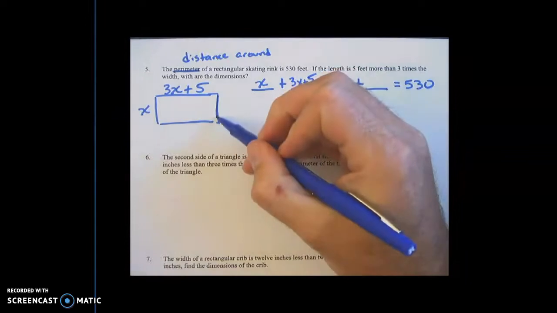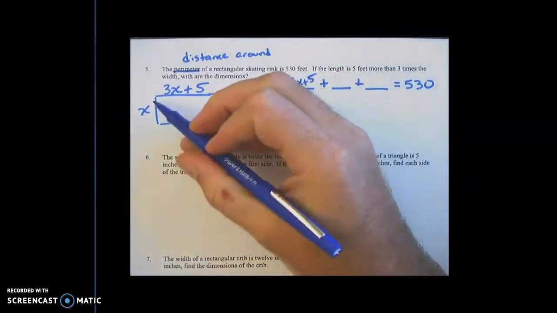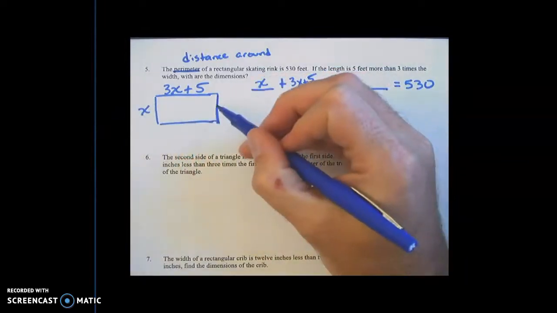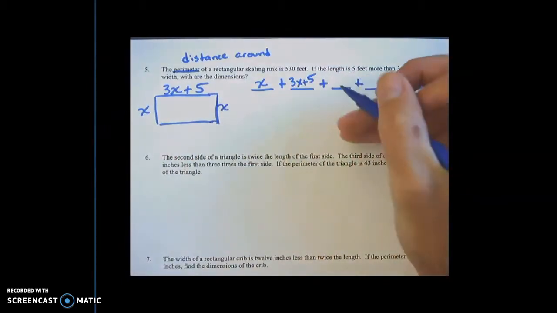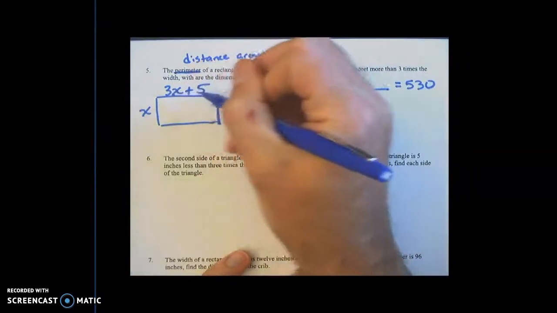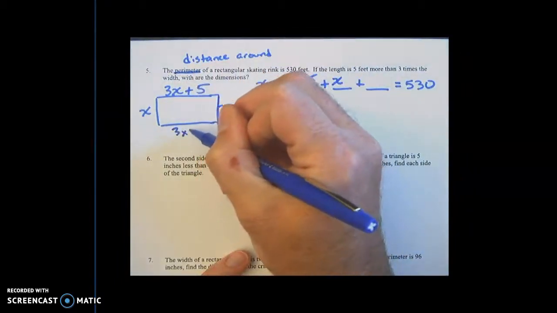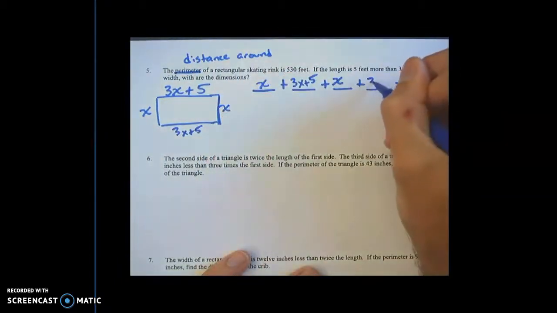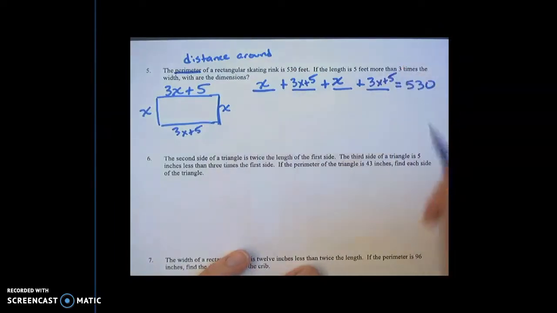My third side, remember, is going to be the mirror of this one. So if this is x long, this one's x long as well. So I'm going to put that in there. And then finally, the final side down here is going to be a mirror of this one. So it's going to be 3x plus 5 as well. So this is my algebra equation.